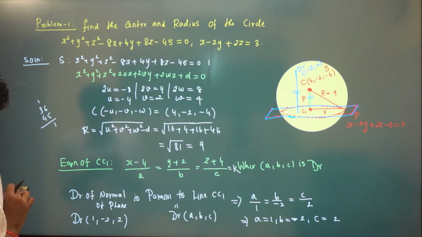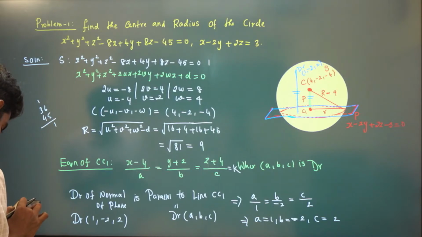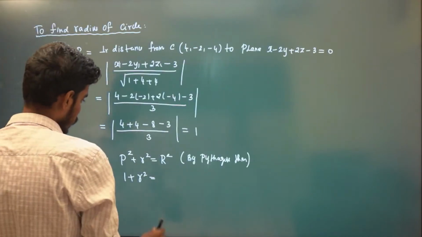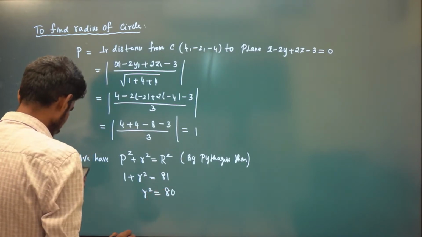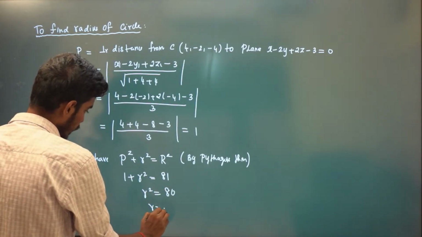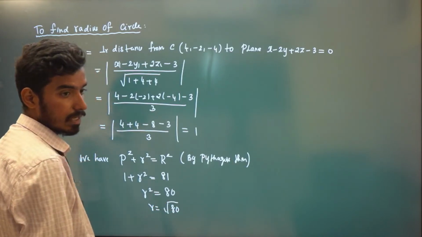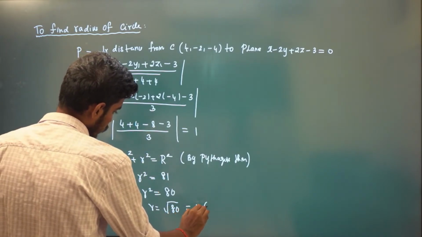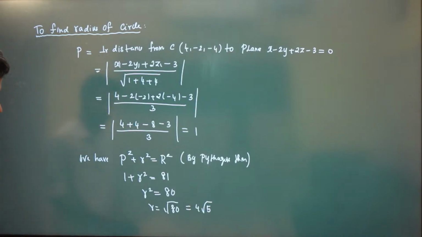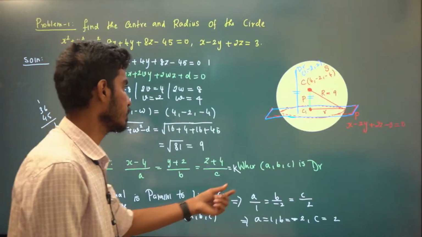What mistake have we made? Yes, correct only. So R square is 81, right? That means r square is 80. r square is 80 is correct only. So r is root 80. So root 80 is the radius of that circle. So root 80 is same as 4 root 5, right? So that means we have found the small r.